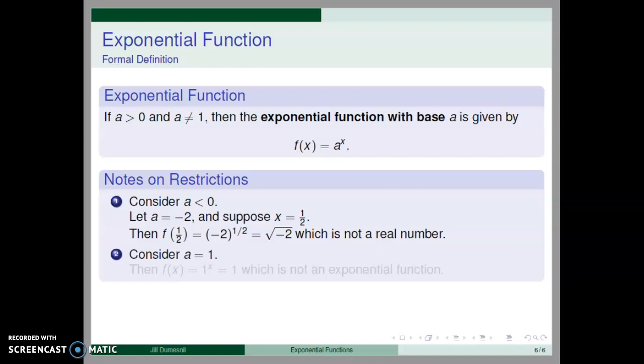Now consider what will happen if a equals 1. Then f of x equals 1 to the x equals the constant function 1, which is not an exponential function. Thus, we also require that a is not equal to 1. Now that we have a good definition for exponential functions, the next few videos will consider the properties, graphs, and applications of such functions.